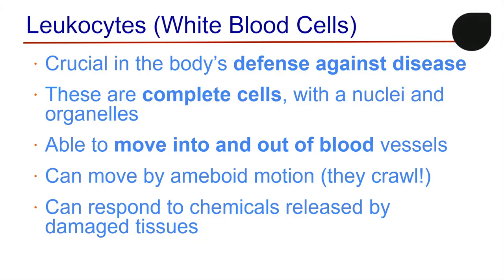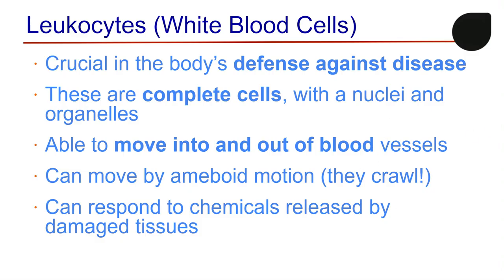Leukocytes, right? Leuko means white. They're white blood cells, and these help defend your body against pathogens. These are complete cells, just like red blood cells. Platelets are not complete cells. We'll see that next. White blood cells do have a nucleus and they have lots of organelles.